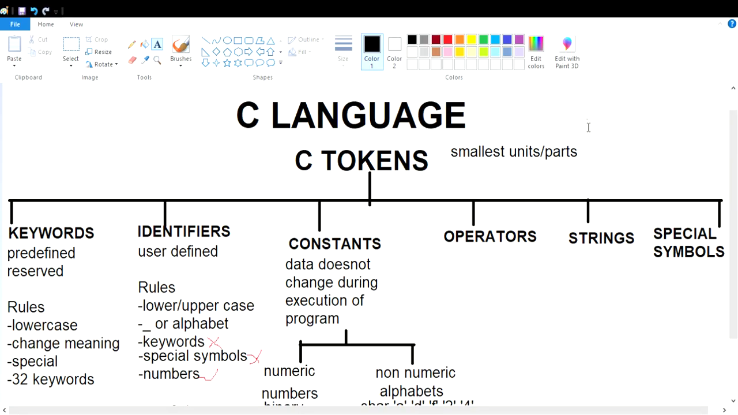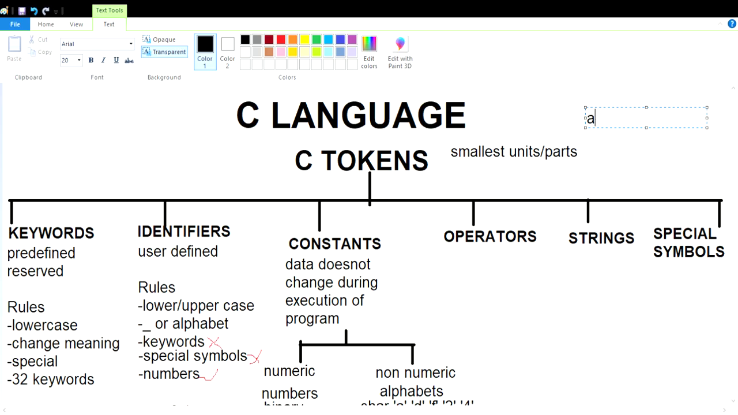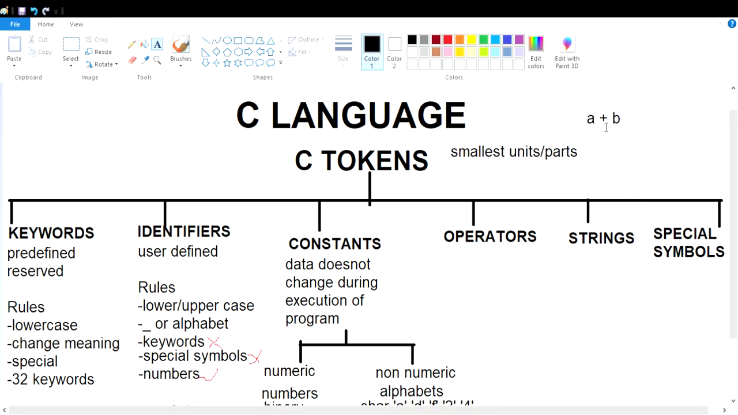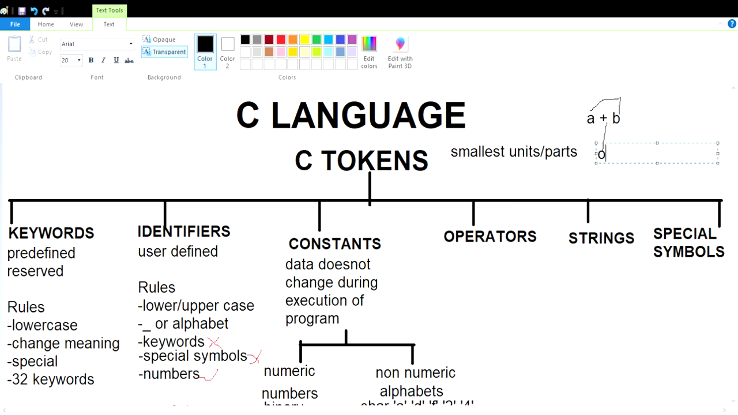For example, if I am taking A plus B, here plus is called as what? Operator. Next one, A and B are called as what? Operands. So plus is called an operator. A and B are called as what? Operands.